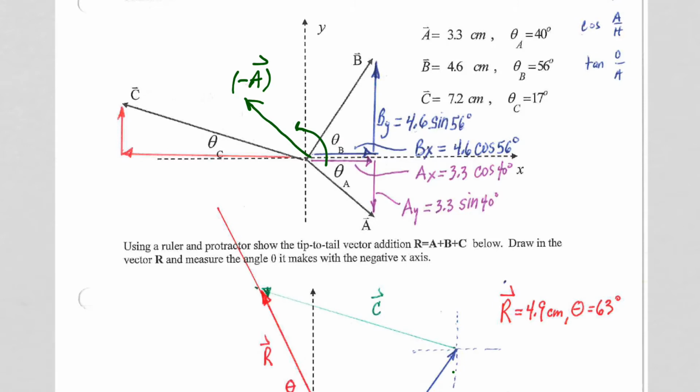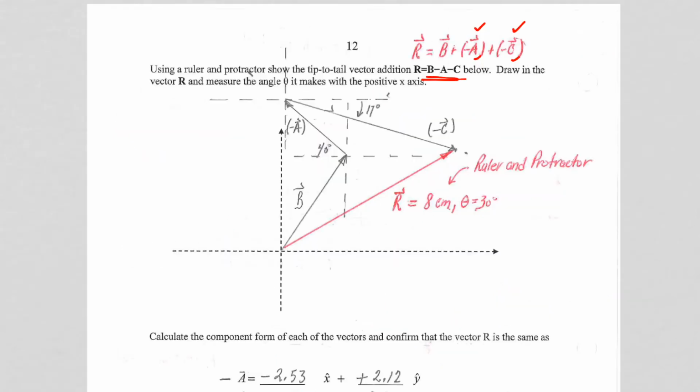Now it's going to get a little sloppy here. I'm going to draw it in and then erase it. But we would take the vector C and we would make the 180 degree version down here. So that's the 180 degree version of vector C. So that becomes vector negative C. Now once I have my vector negative A and my vector negative C, now I'm doing a vector addition of vector B plus vector negative A plus vector negative C. So let's see how that works out.